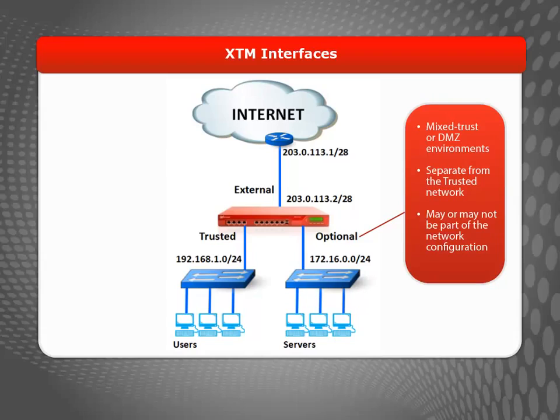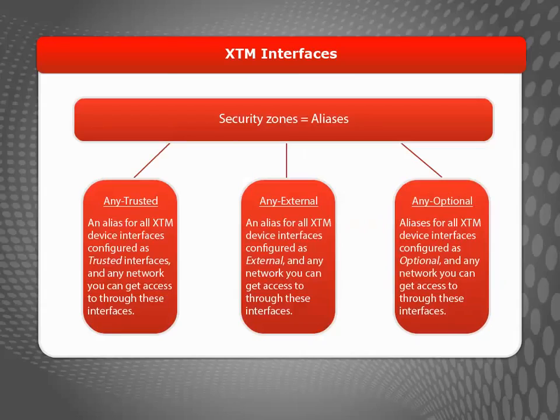Optional interfaces are often used as mixed trust or DMZ environments that are separate from your trusted network, and you may or may not choose to use them. Resources typically found on an optional interface include public web servers, email servers, and FTP servers, all of which you want to protect. The name of each interface also acts as an alias you can use to define your firewall policies, including, for example, any trusted, an alias for all networks behind the trusted interface.